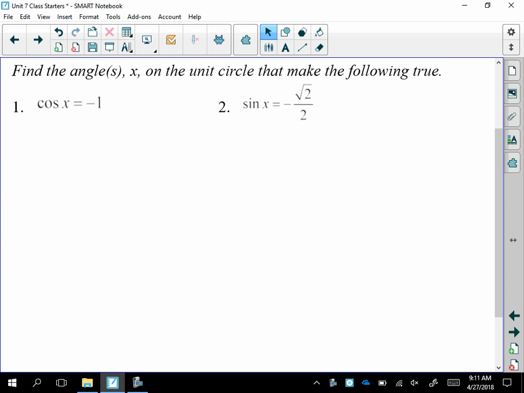So 1, 2, 3, and 4, we're solving these equations, and you'll notice that the instructions say find the angle or angles on the unit circle. Yesterday when we were evaluating inverse trig functions, we were restricted to certain quadrants, and that's just by how those inverse trig functions are defined.